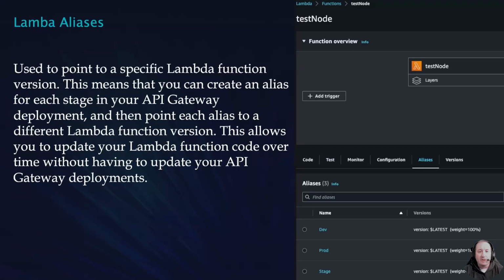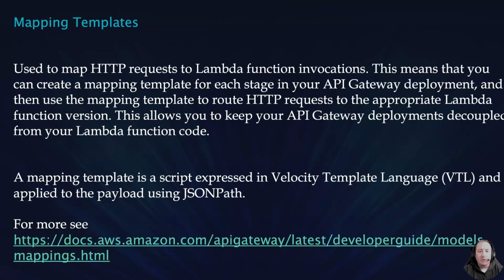Let's take a look at the one that we did choose that was right, which is Lambda aliases. So Lambda aliases allow you to associate an alias with a specific version of a Lambda function. You can use this to associate with prod, dev, and stage, for example, in this instance that we were looking at. You would associate this with your mapping templates. So mapping templates are a way to associate a Lambda function with an API gateway. It's the other half that makes these two work together.